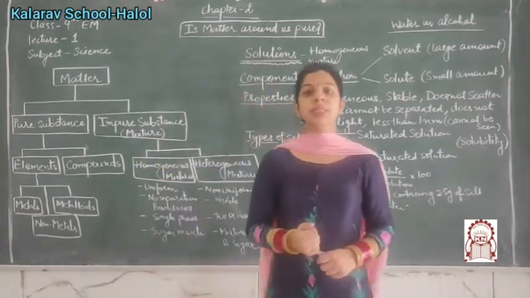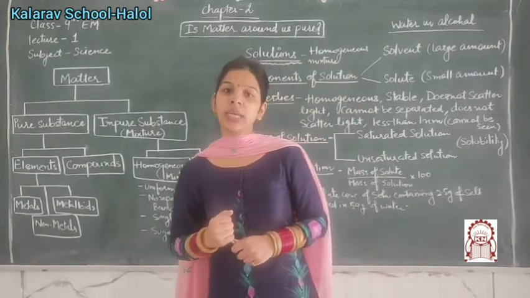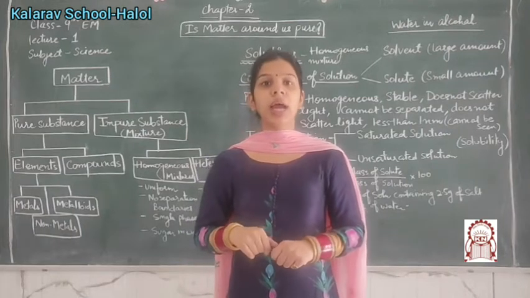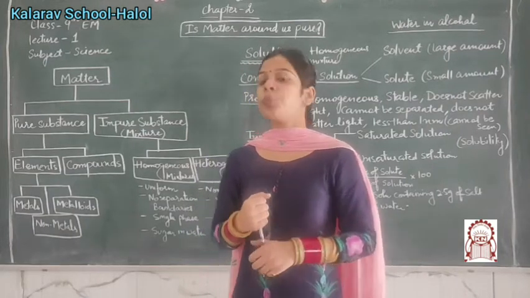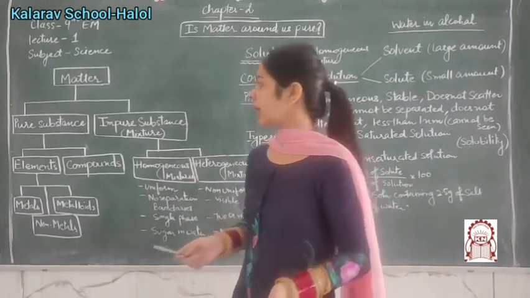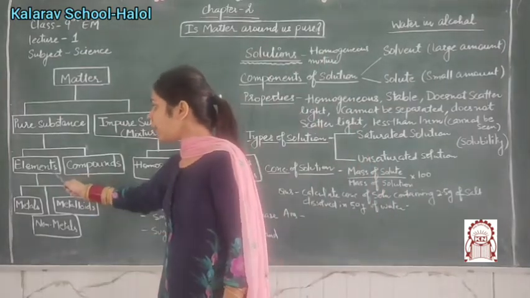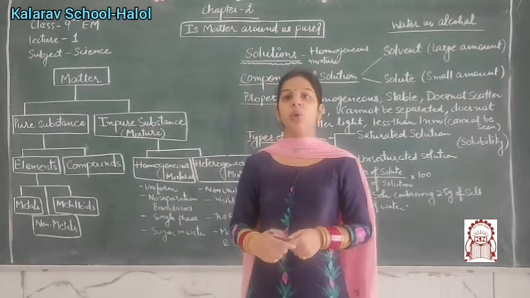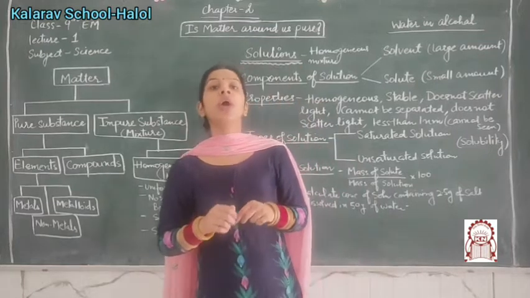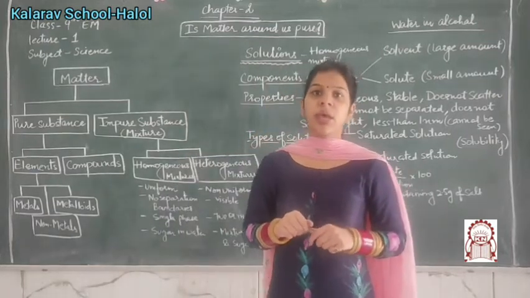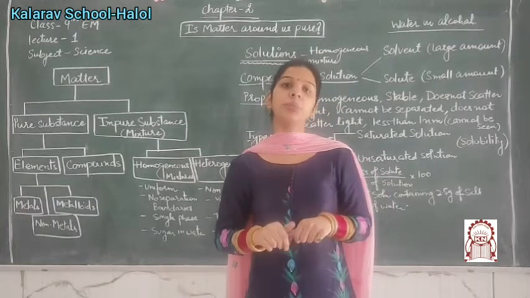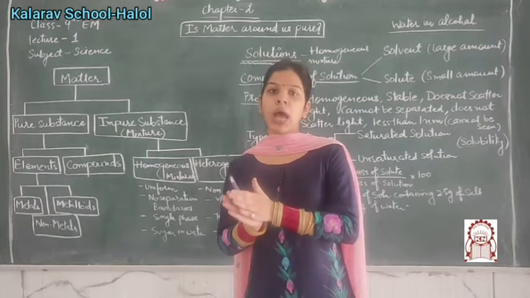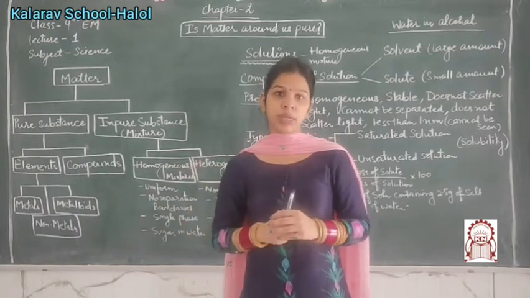Pure substances are those substances which contain only one kind of atoms or molecules. These are called pure substances. Pure substances are further classified into two categories, that is elements and compounds. As we discussed in chapter 3, elements are the substances which contain only one type of atoms. Elements cannot be split up into two or more other substances.